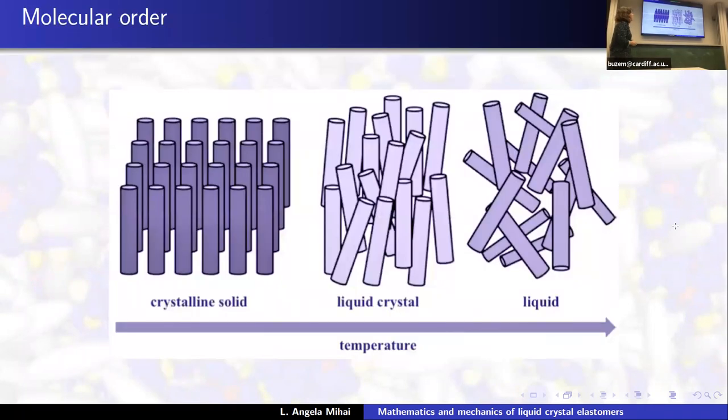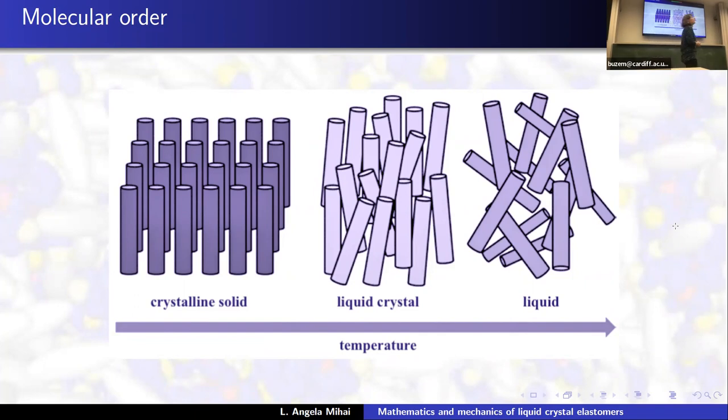Okay, so we are all familiar with the two classical states of matter, namely the crystalline solid and the liquid. In the crystalline solid, you have a perfect order. In liquid, you have no order at all. The molecules are perfectly disordered. But there is another state of matter in between, namely the liquid crystals.